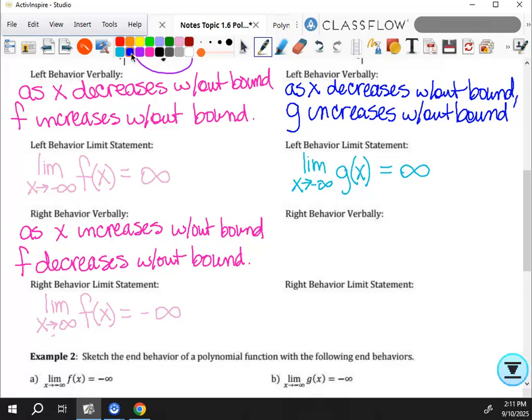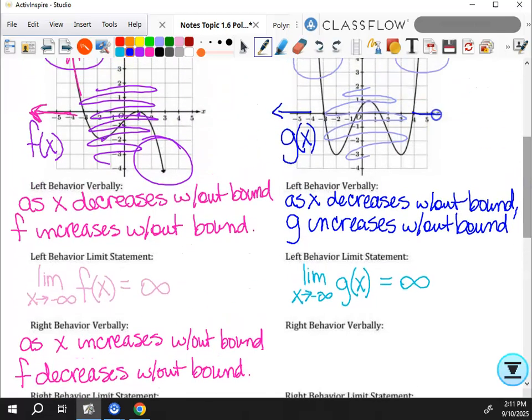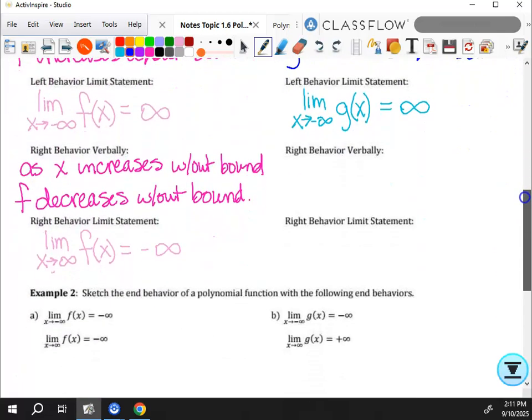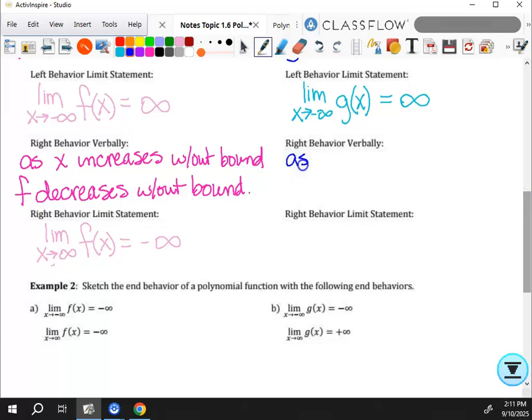All right. So then my right-hand behavior, as x increases without bound, G is doing what? Increasing. Good. G increases without bound.